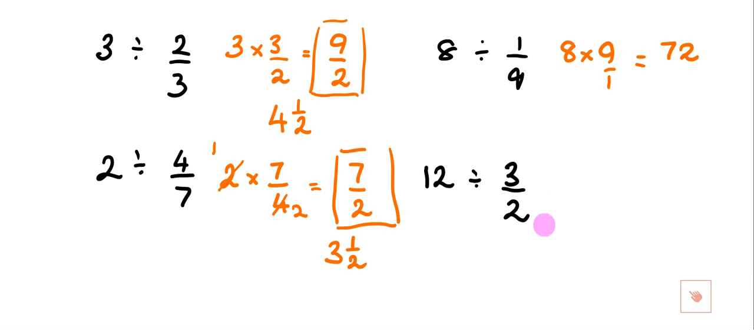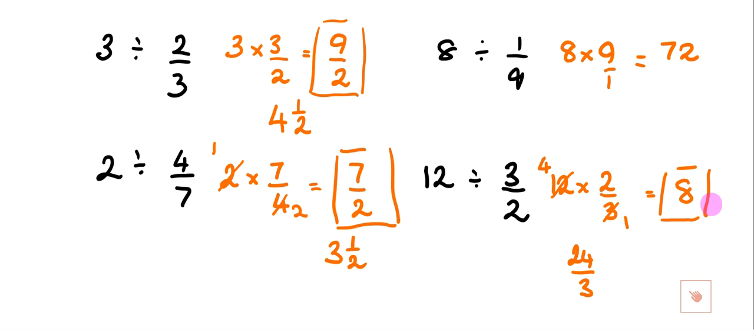12 divided by 3 halves is 12 times 2 thirds. So we can cancel the 12. So 4 and 1. So then we get the answer 8. Okay? Or you would have ended up with 24 divided by 3, but that's what I said. I would not expect to see 24 divided by 3 as a final answer, because we also should know that a fraction is just another way of writing a division. So the answer is 24 divided by 3, and we should simplify it to the whole number. So this one, I would expect to see the answer 8.